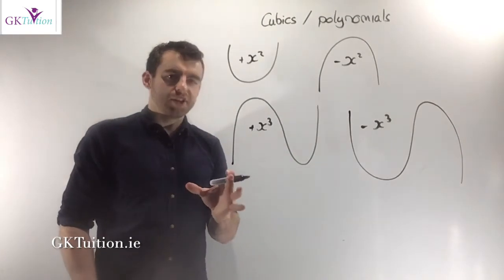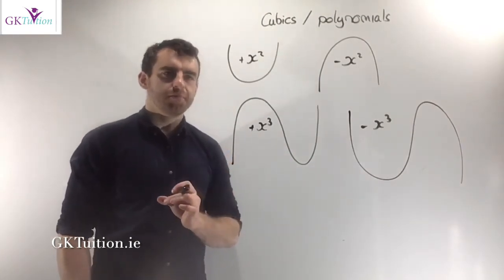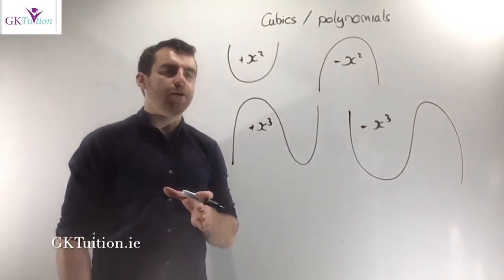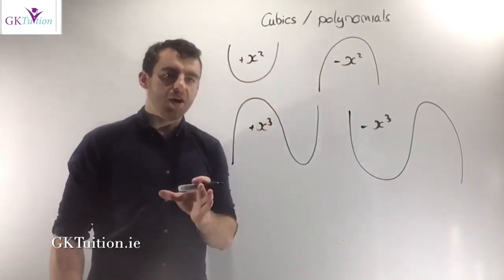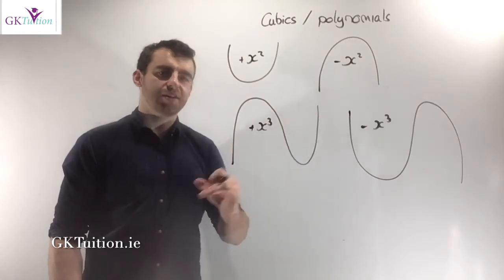That is all of the shapes that you need to know for polynomials, because all of the even powers start off the same way as the x squareds. All of the odd powers start off the same way as the x cubeds.